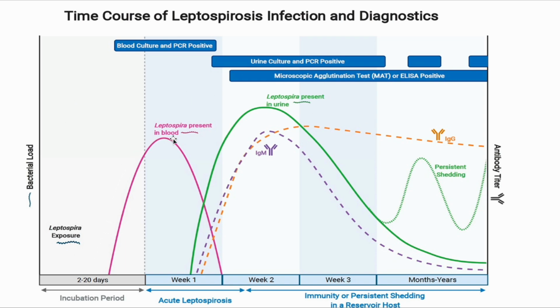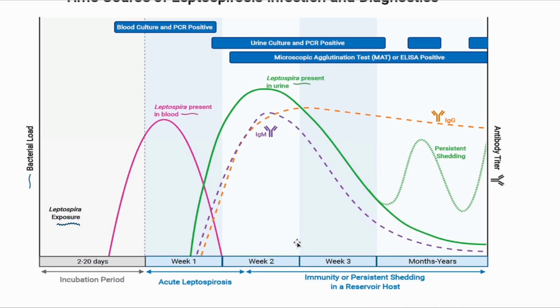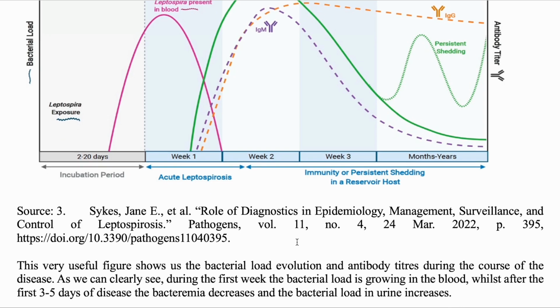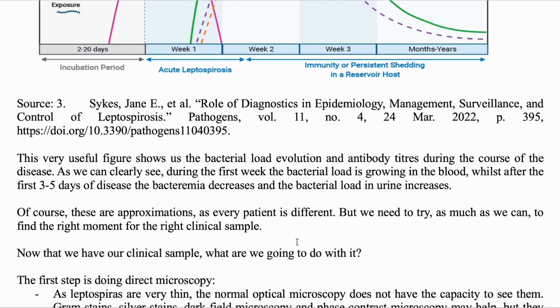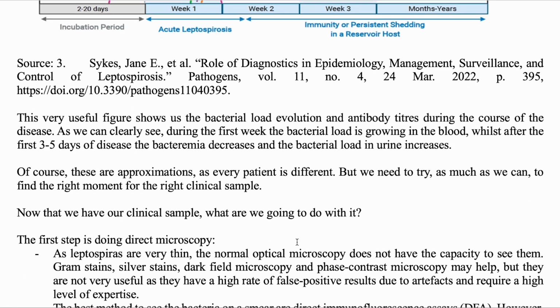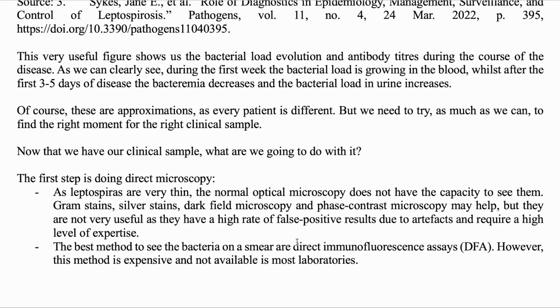This very useful figure shows us the bacterial load evolution and antibody titers during the course of the disease. As we can clearly see, during the first week the bacterial load is growing in the blood, whilst after the first 3 to 5 days of disease the bacteremia decreases and the bacterial load in urine increases. Of course, these are approximations, as every patient is different, but we need to try as much as we can to find the right moment for the right clinical sample.